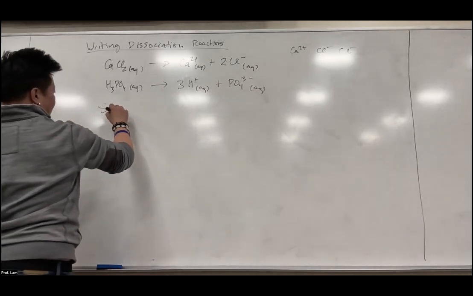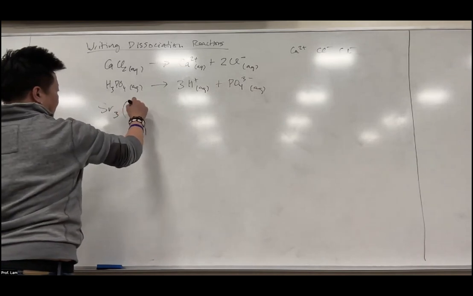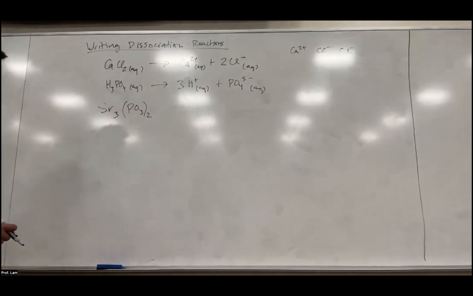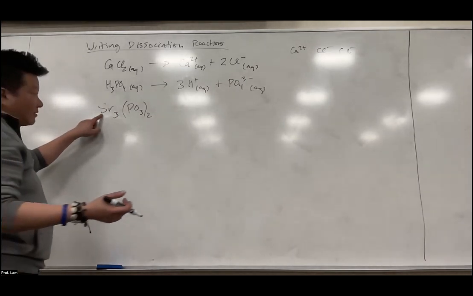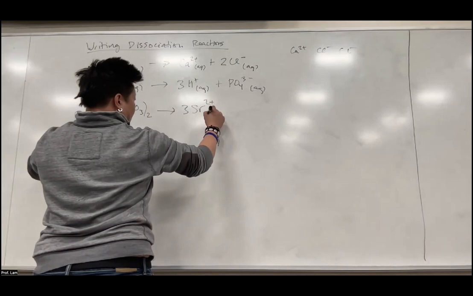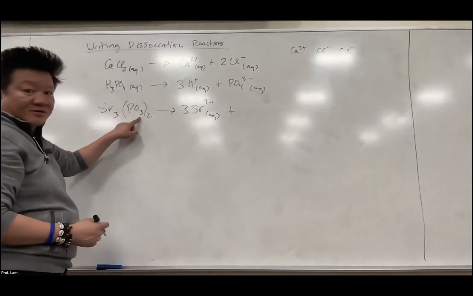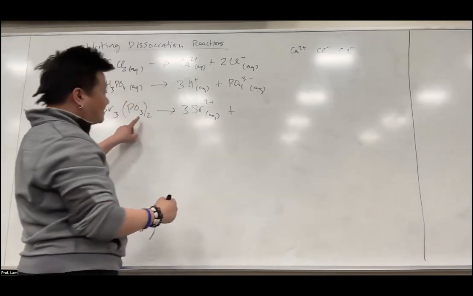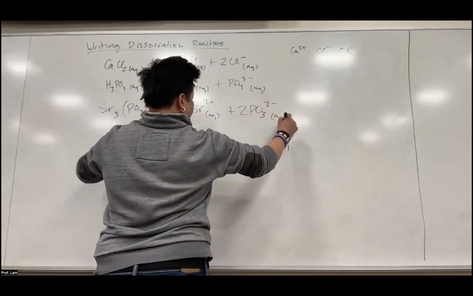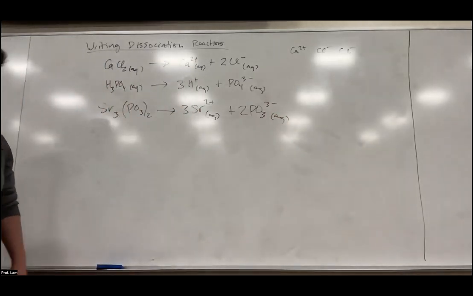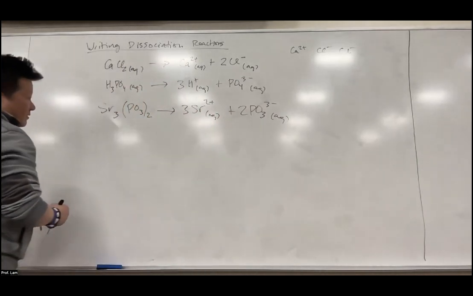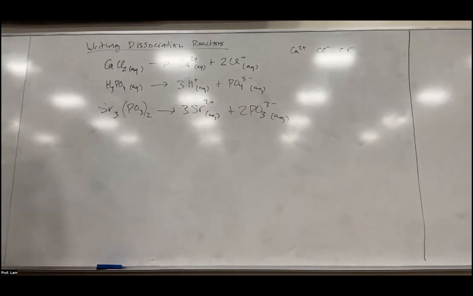Strontium phosphite. Okay, let's break that up. There are 3 strontiums, and strontium's in group 2A, so we know it's 2+. And then how many phosphites are there? There are 2 phosphites, PO3 3-. So 2 PO3 3-. Okay. And that balances out: 6 plus and 6 minus there. Okay. Let's see what else we can do.